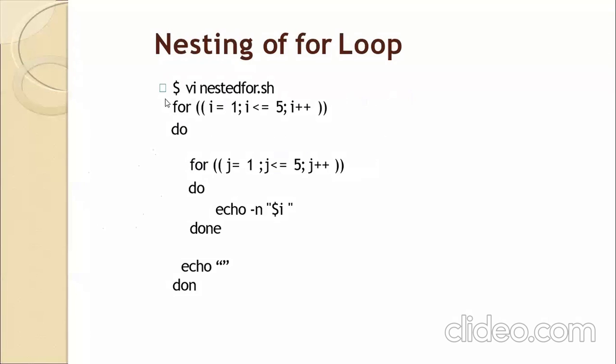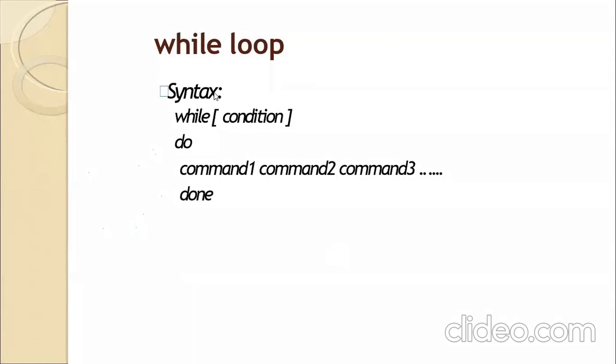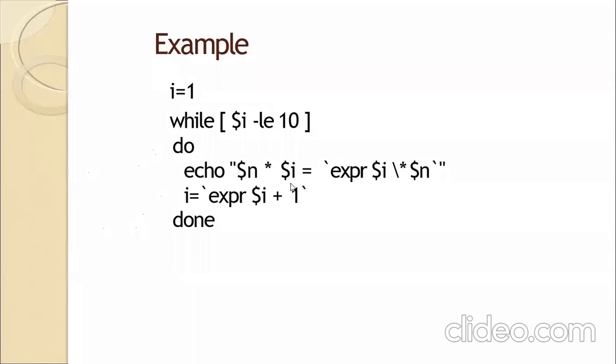Then nesting of for loops. So this is how we are nesting for and for, do and echo. Then the while loop, same: while condition, do command 1, command 2 and command 3, and last will be done.